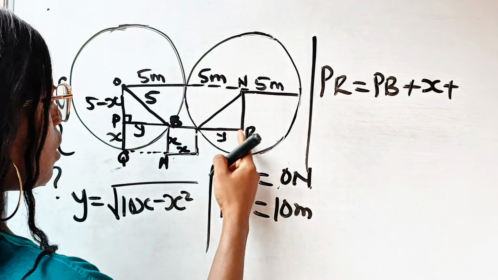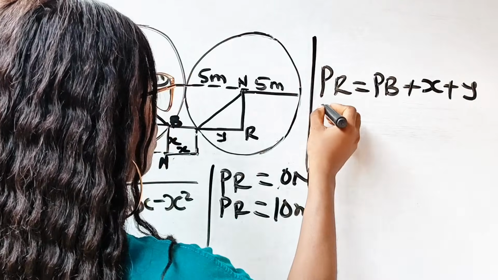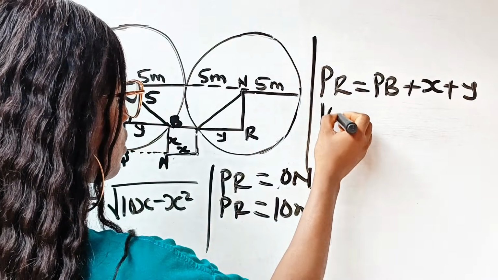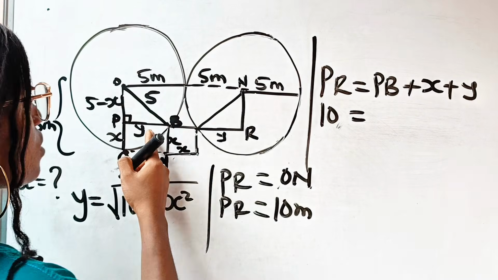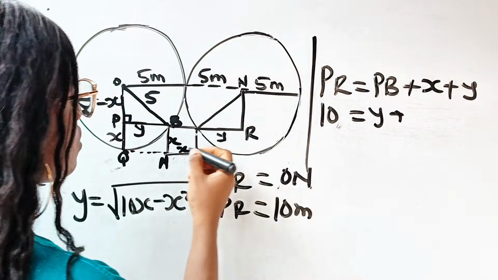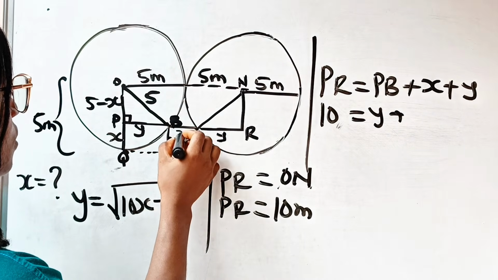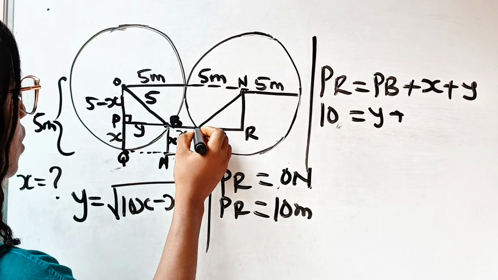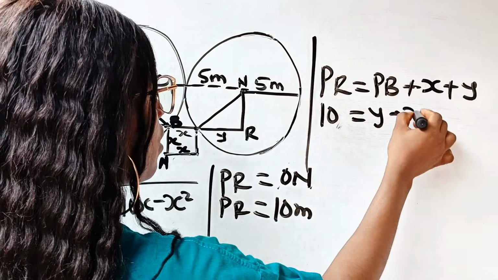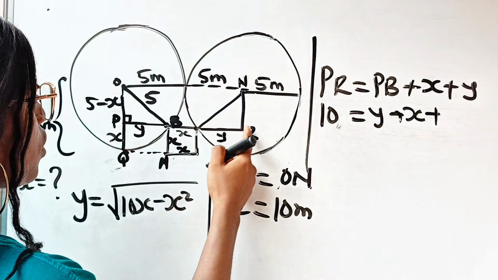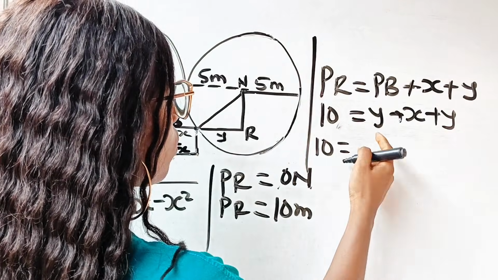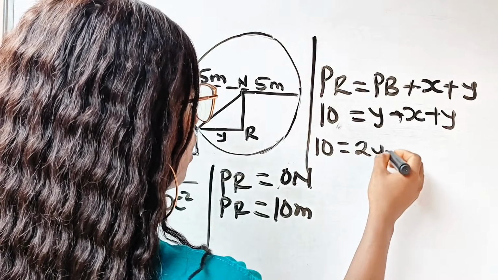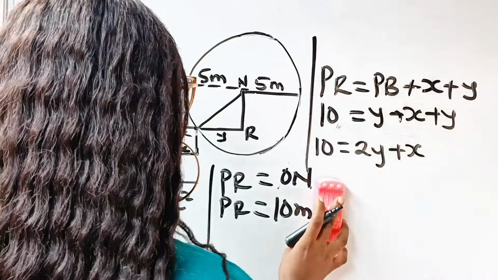Plus from here to here, which is also our Y. So PR is 10, which is equal to PB. PB is Y plus from here to here, which is also X. From here to here is also X, which is what we have here, plus from here to here is also Y. So it means that 10 is equal to 2y plus x, right?